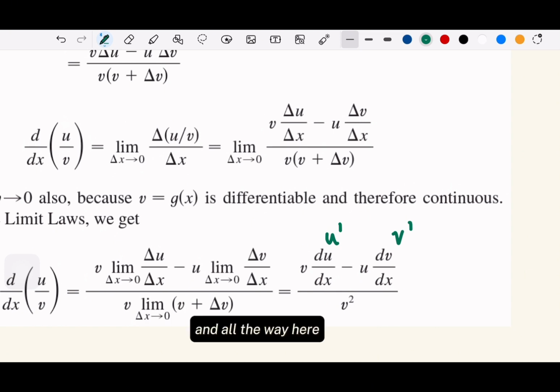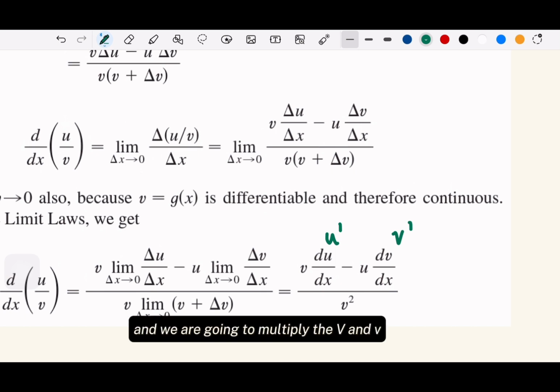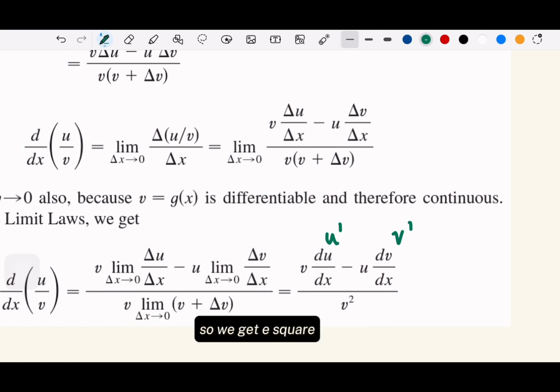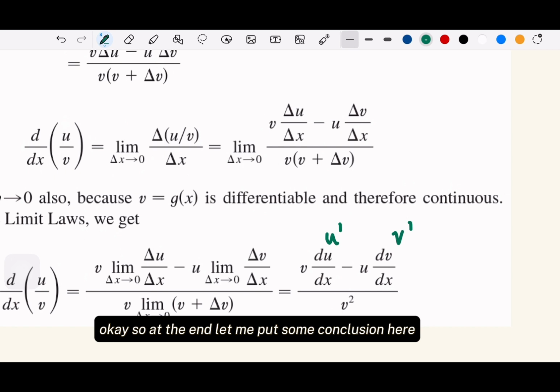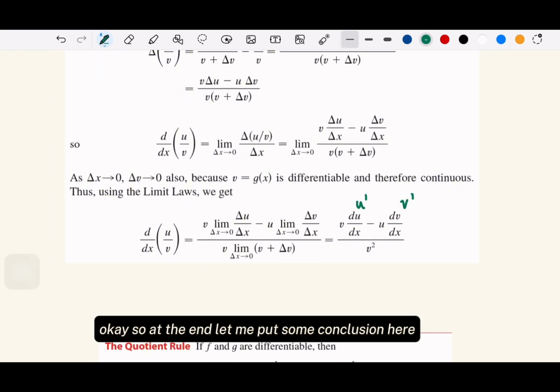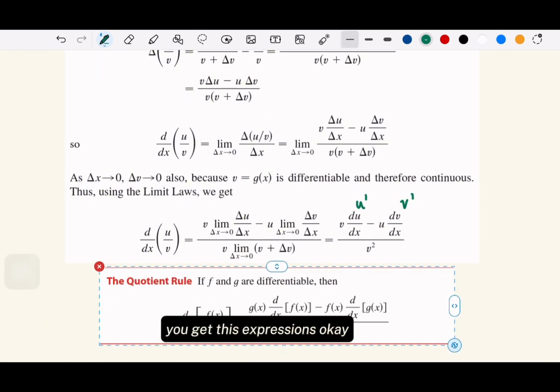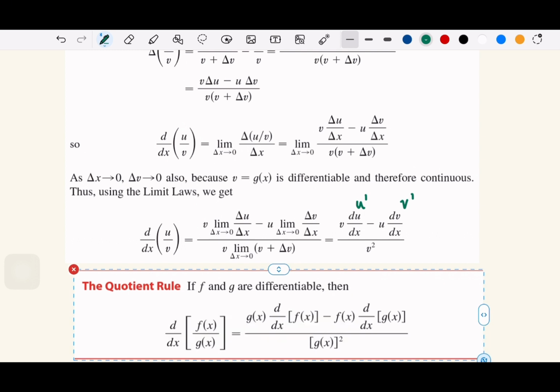And all the way here, the delta v is going to be 0. And we are going to multiply v and v, so we get v squared. So at the end, let me put some conclusion here. You get these expressions.